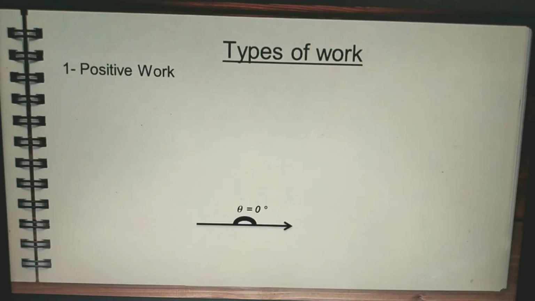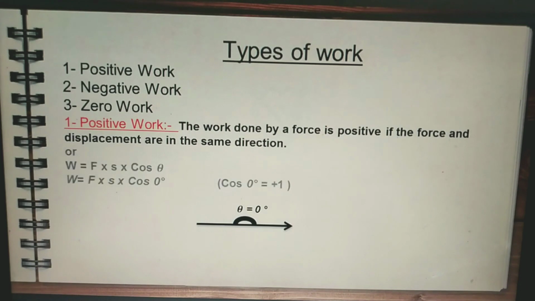There are different types of work: positive, negative and zero work done. First I am going to start with positive work. The work done by a force is positive if the force and displacement are in the same direction. When the force and displacement both are in the same direction, the work done by the body is considered positive work done. You can see in the second diagram where force and displacement are in the same direction. Mathematically it can also be represented as W = Fs cos theta.